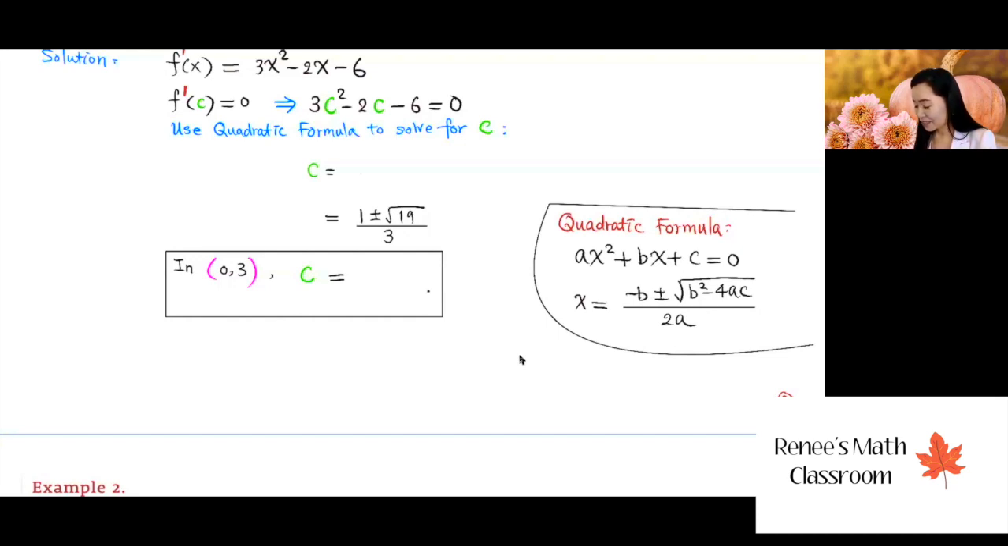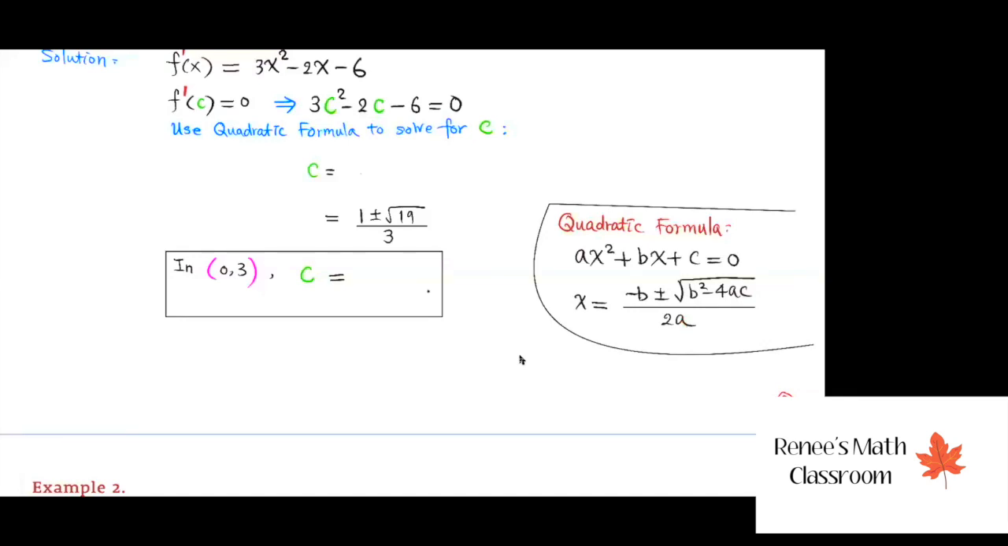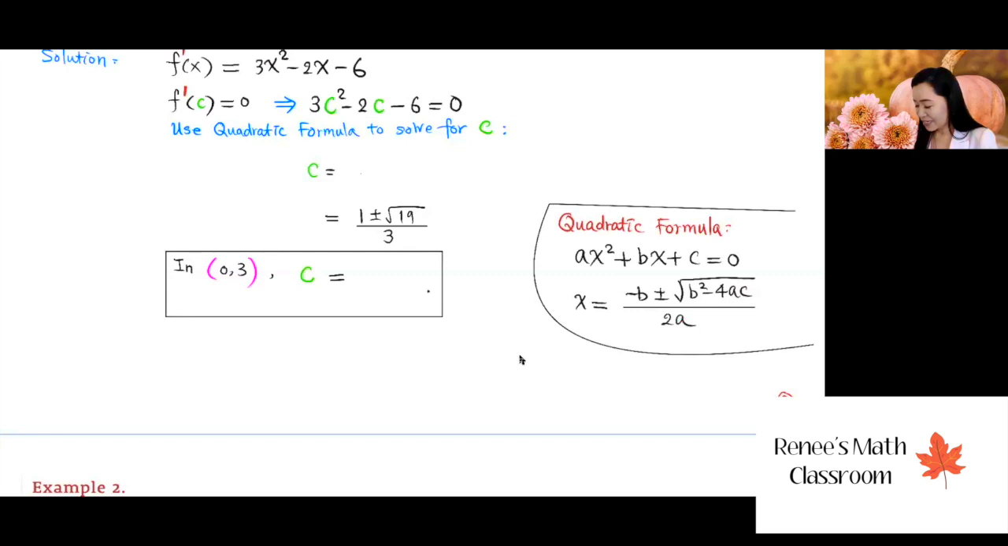x is equal to negative b plus or minus radical b squared minus 4ac all over 2a. Wow. So yeah, so that was the quadratic formula jingle bell song.